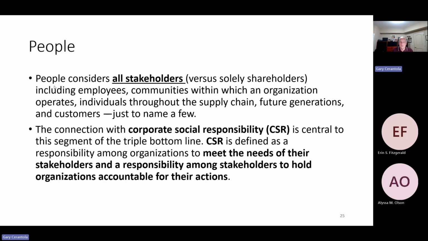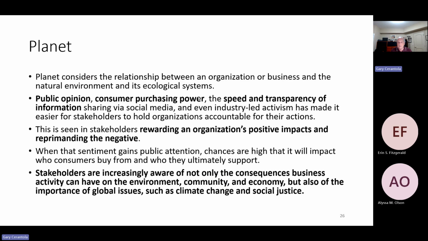And that goes into corporate social responsibility, CSR. It's central to this segment of triple bottom line. What CSR, or corporate social responsibility, is defined as is responsibility amongst organizations that meet the needs of their stakeholders, and a responsibility amongst the stakeholders to hold organizations accountable for their actions. All right, so that's where that piece is going.